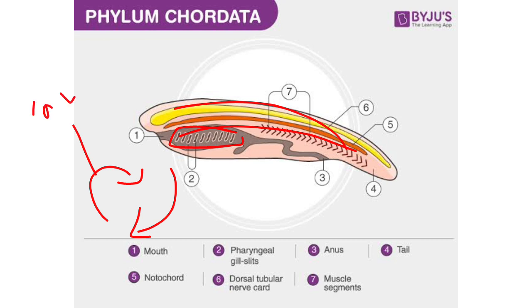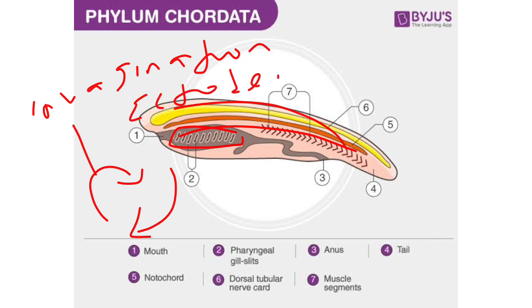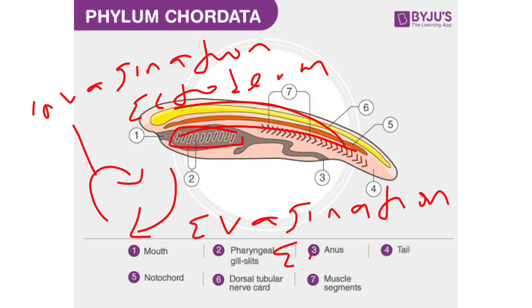Invagination, that is infolding, invagination of the ectoderm. Are you getting me now? And evagination of the endodermal lining. That is how the pharyngeal slit is formed. Are you getting me now?